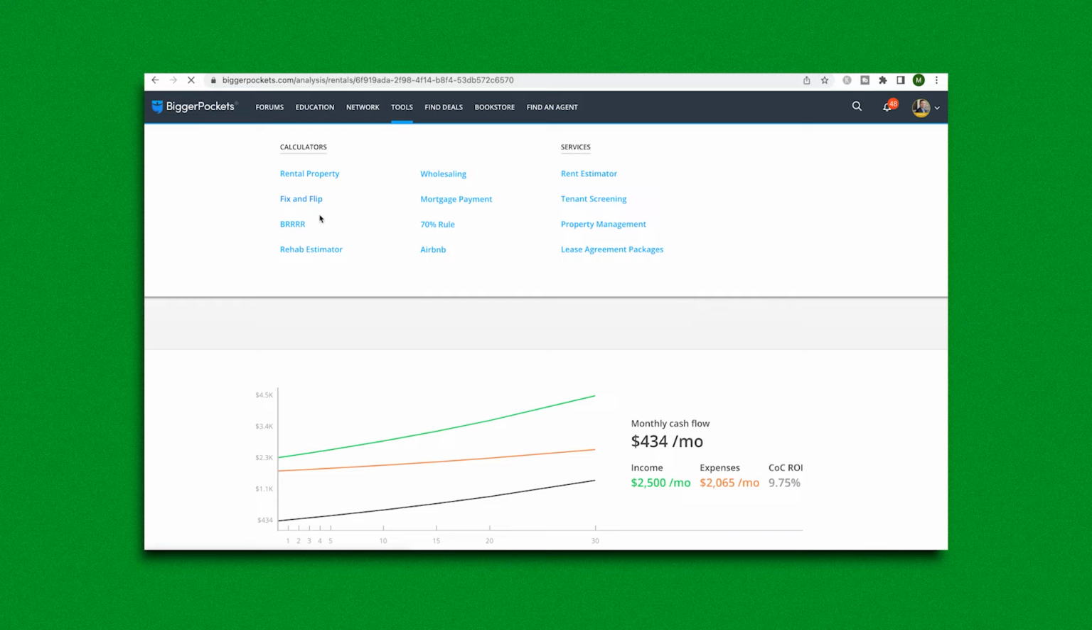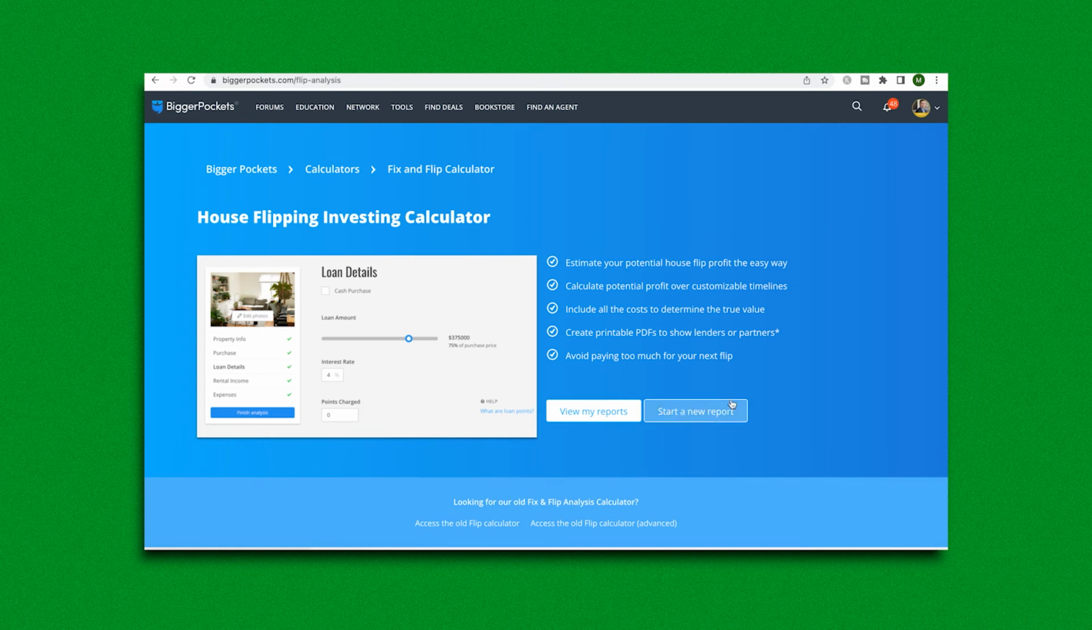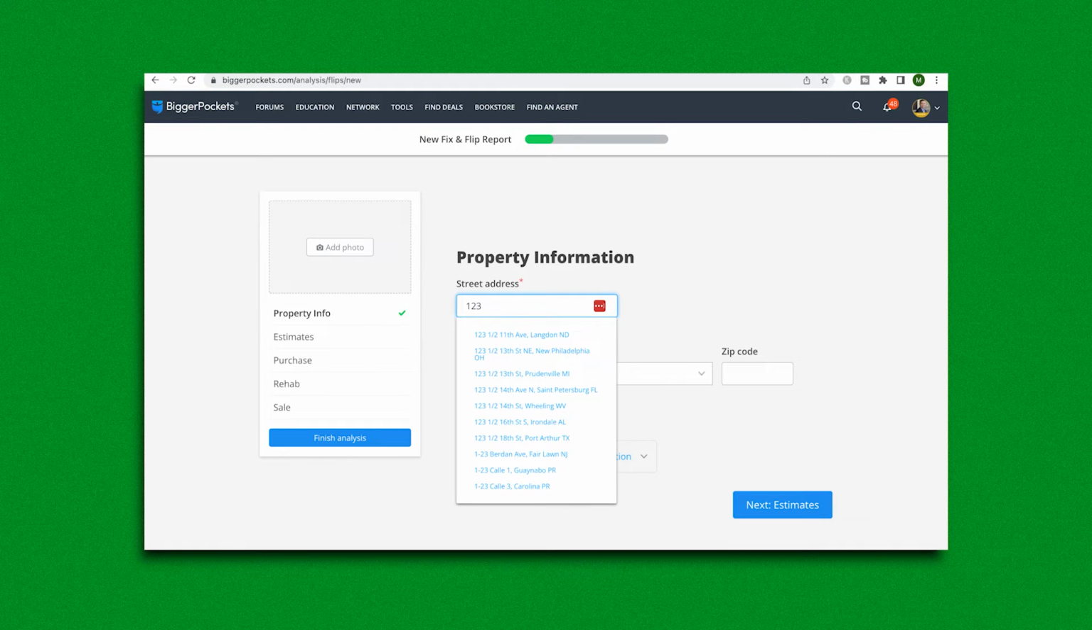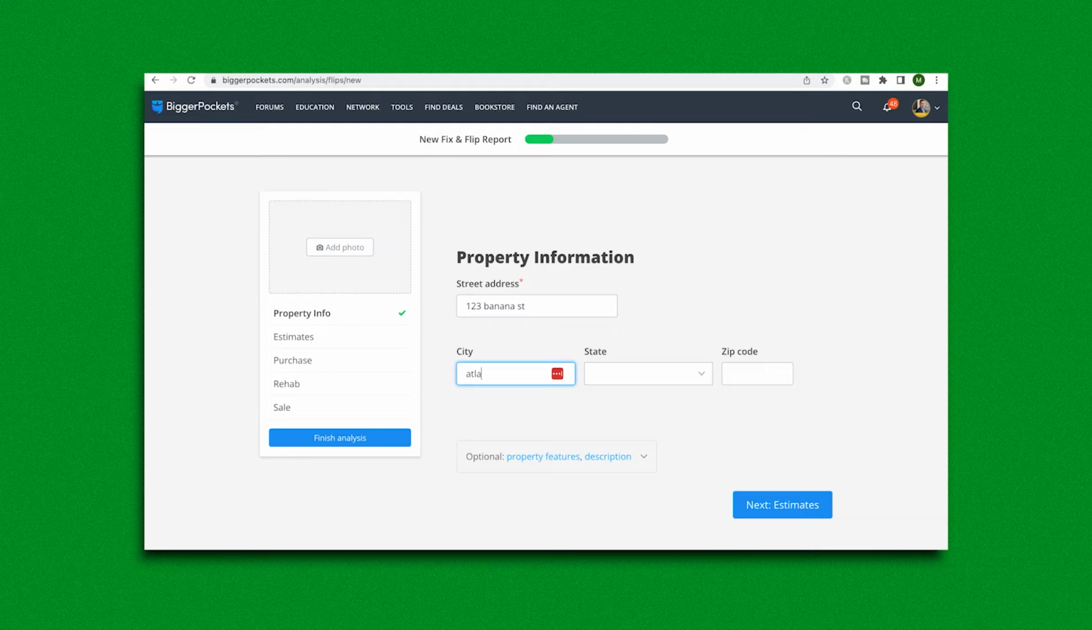I mean, fix and flip is not going to be that different, honestly. There's not too many factors involved here. I'll run through it super quick because I don't want this video to get too long. 123 Banana Street, Atlanta, Georgia, 30315.